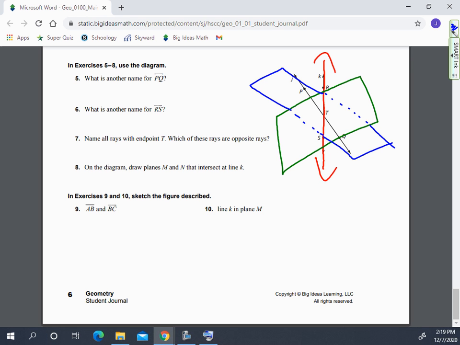Do your best with these drawings. My drawings aren't great. Do your best as you can. You won't get docked points if your drawing isn't terrible, or if your drawing is terrible. If you do your best and kind of show me what you mean, you're fine. There's my drawing.